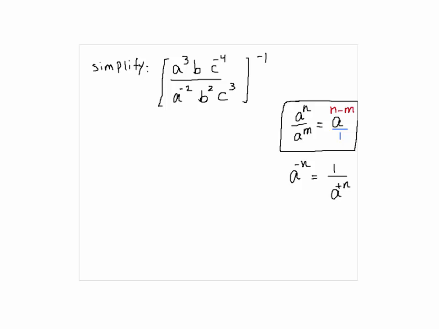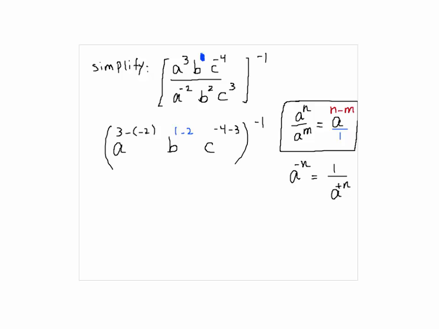So the first one, I get a to the power of 3 over a to the power of negative 2. So this would be a to the power of 3 minus 2 according to this property. Next one would be b to the power of, remember the exponent here is 1. So that would be 1 minus 2. And then next one I would get c to the power of negative 4 minus 3. The whole thing should raise to the power of negative 1 later.